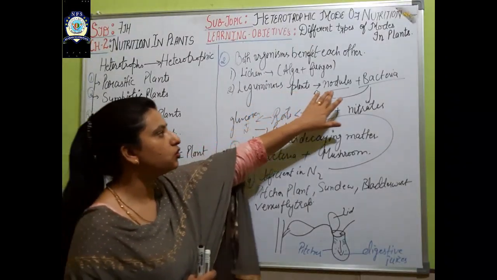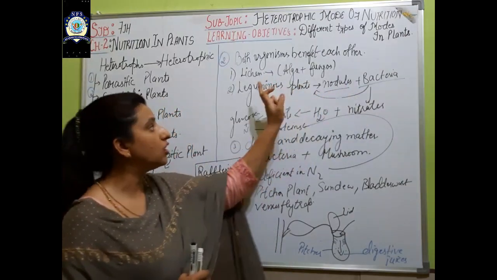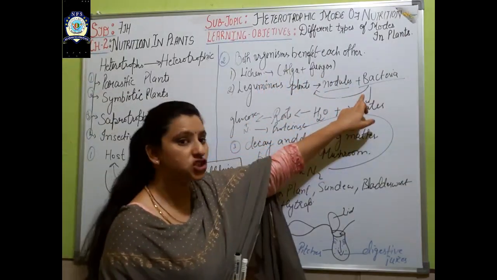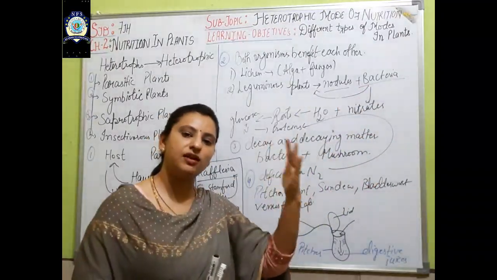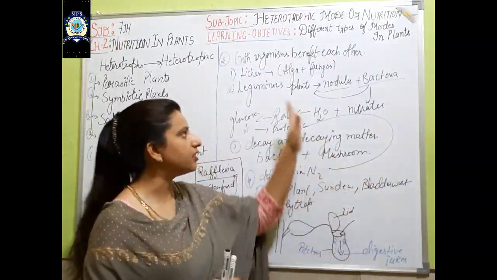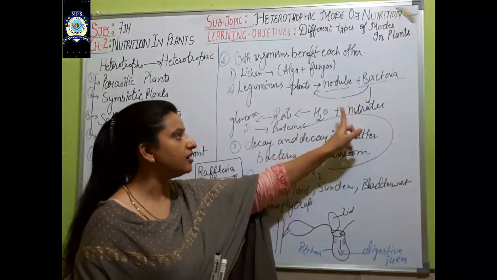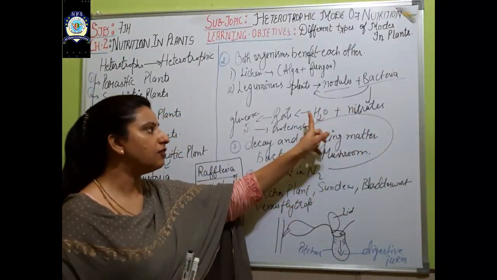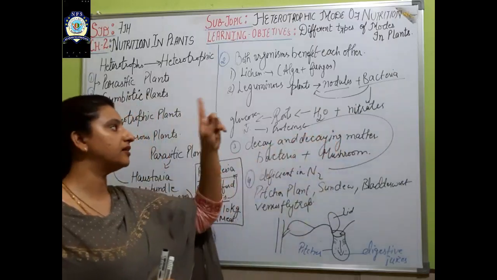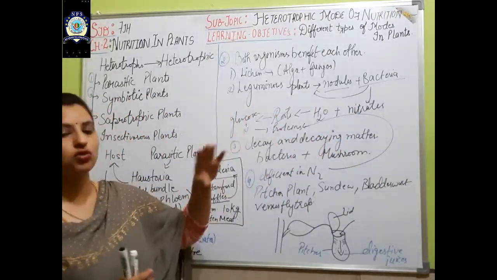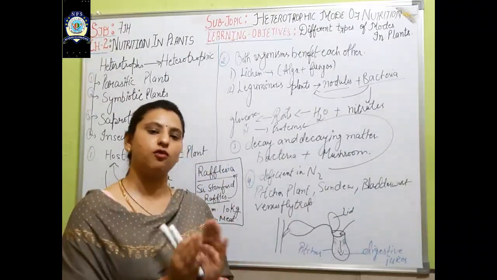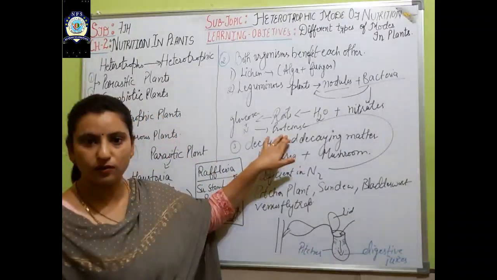Leguminous plant has nodules, and nodules have bacteria. So the leguminous plant is providing protection and food to the bacteria, and on the other hand the bacteria benefit the leguminous plant by fixing the atmospheric nitrogen into nitrates, and water and nitrates both are absorbed by the roots and given to the plants, and the plant has glucose. Glucose combines with the nitrates and forms the proteins, which is a body building food.